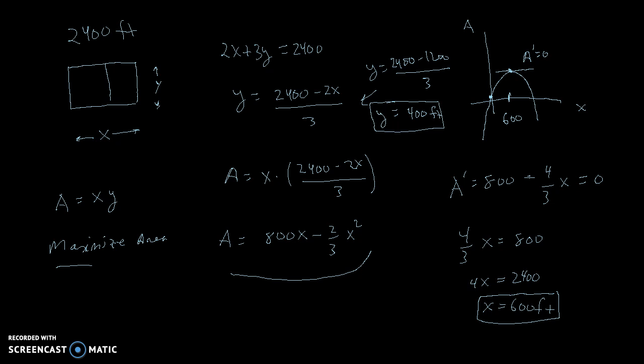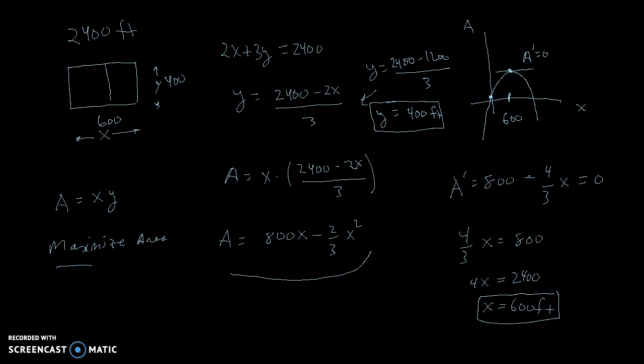So the best dimensions are 600 feet here and 400 feet here. And that should use all of the fence. Let's double check. 600 here and 600 here makes 1,200, and 400, 400, 400 makes 1,200. And that's interesting. Half of the fence is used in the horizontal building of the structure, and the other half of the material, 1,200, is used in the vertical construction.